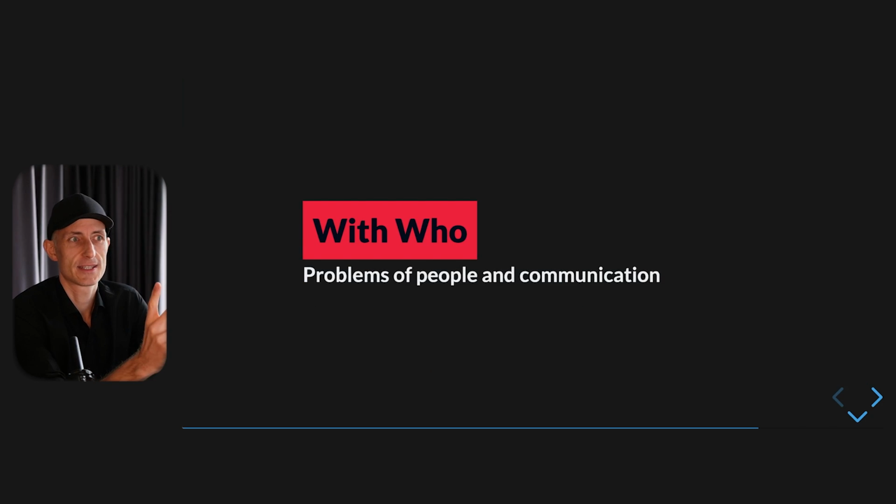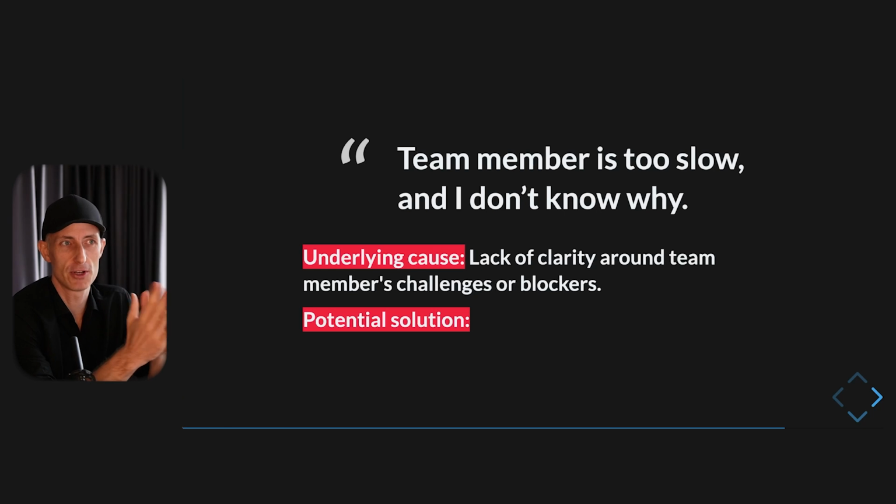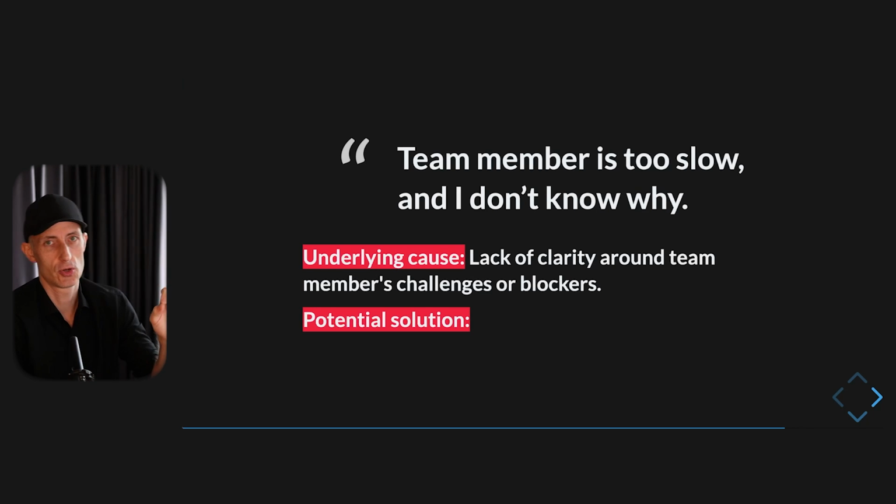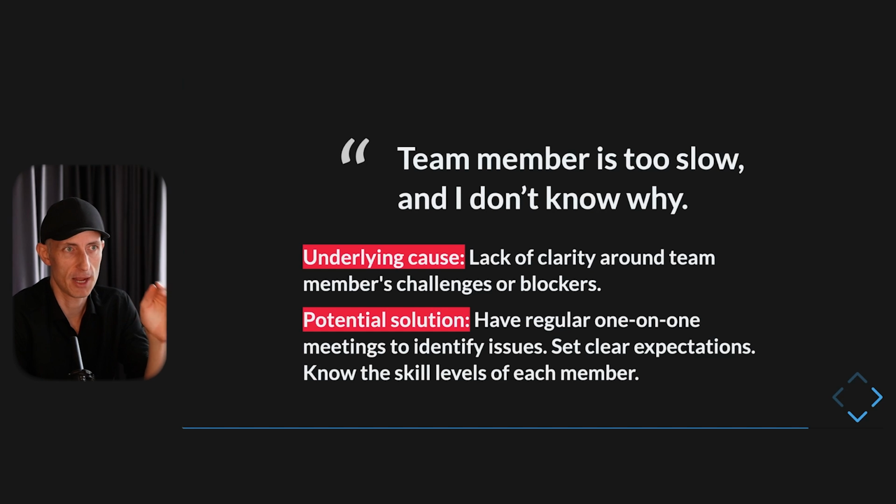And now we have the last section, the who section. Problems of people and communication. Team members are too slow and I don't know why. This happens to the best product managers, and they don't know why a team member is not performing. Usually it comes down to a skill level assessment. Maybe they don't know the skill level of that developer, or maybe the developer is a genius but hasn't worked with this exact thing before.